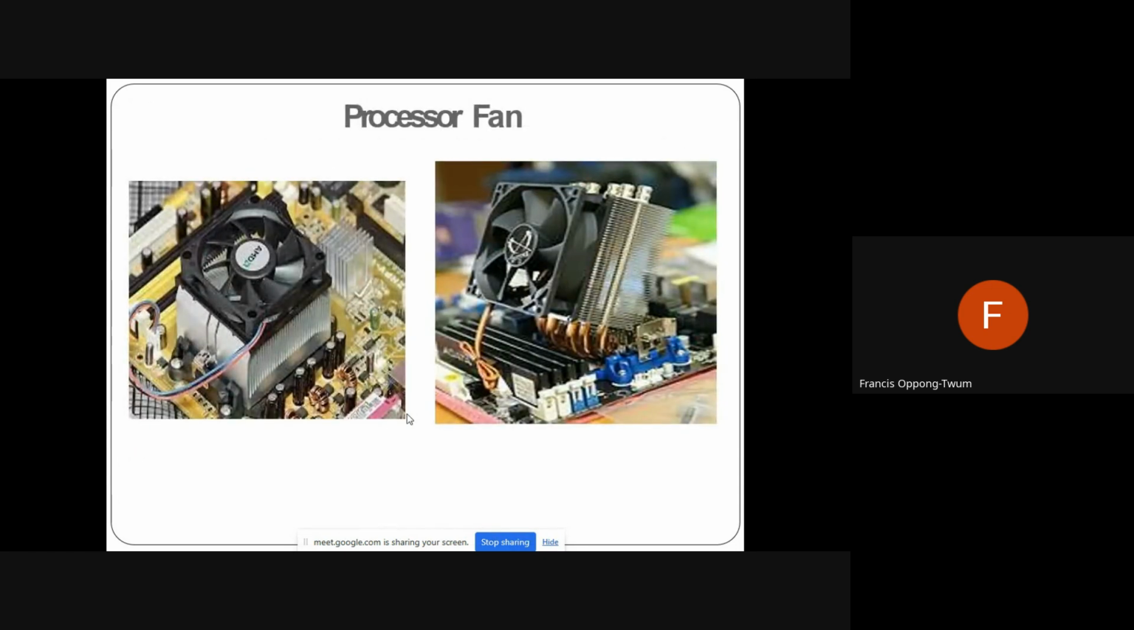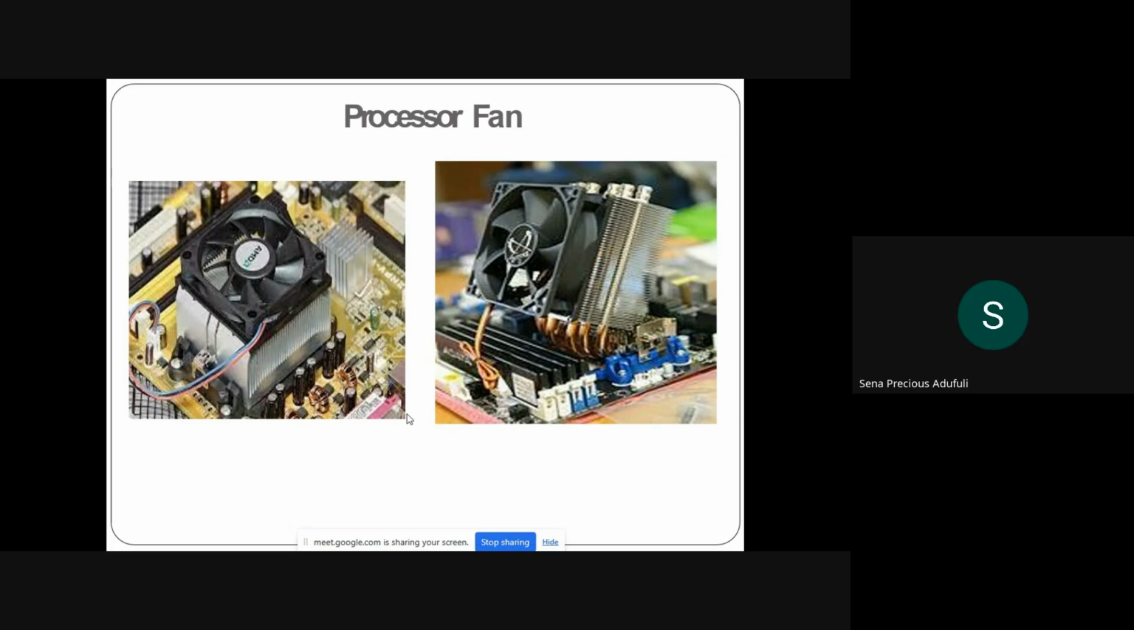We have also identified the processor. At this level, when you open the computer, you should be able to identify the processor fan. And when you take the processor fan out, beneath it is what we call the processor itself. Do you all understand that we can do that identification after today's lecture?